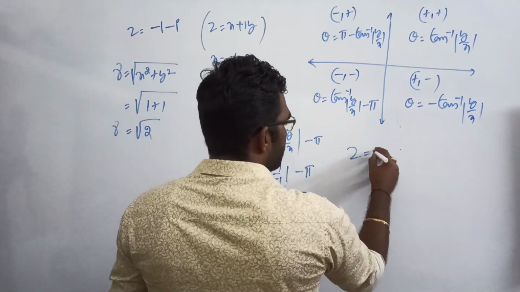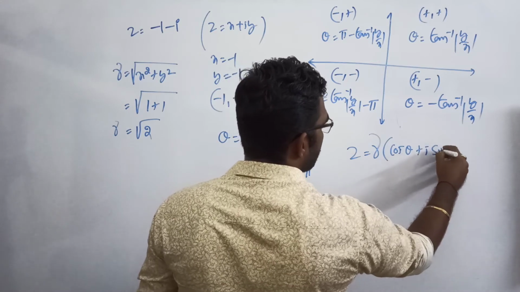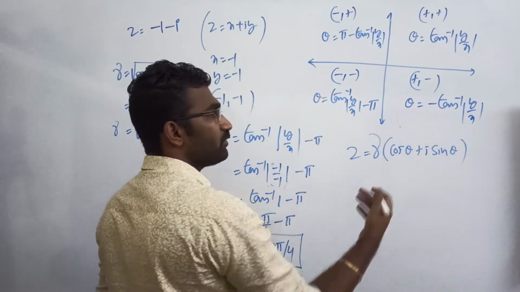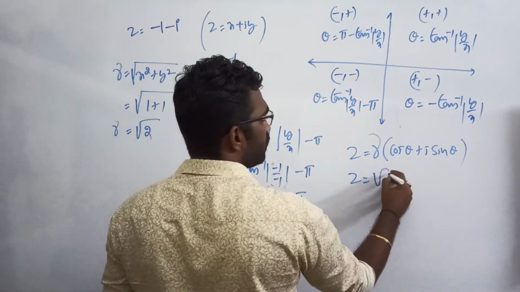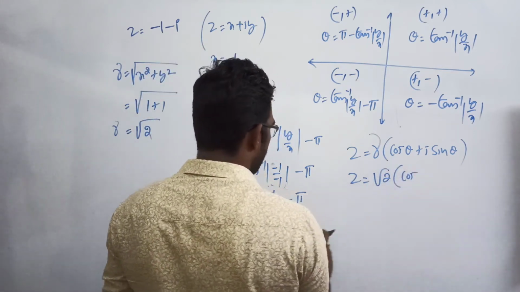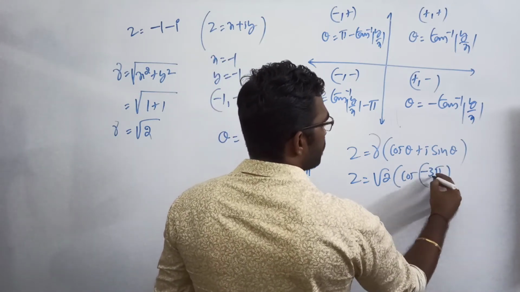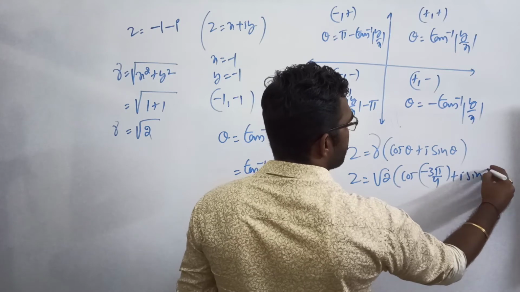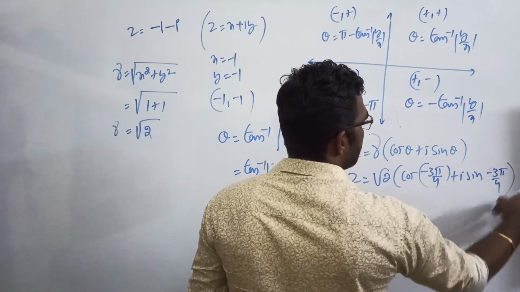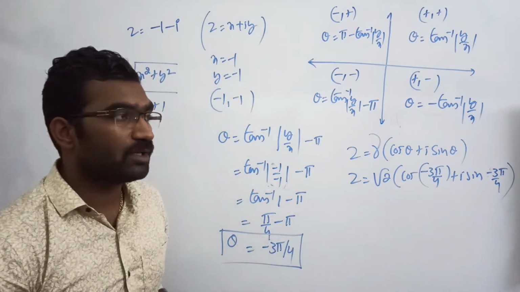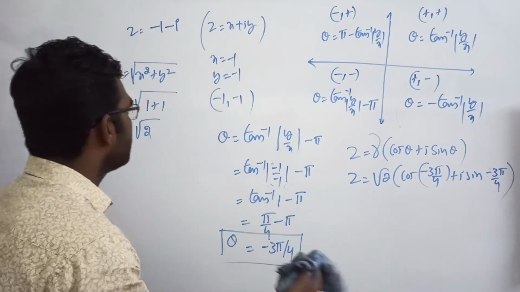You just have to substitute in the standard form of the polar form, cos theta plus i sin theta. This is called the standard form of the polar form. Therefore z is equal to, with r value root 2, cos of theta value minus 3 pi by 4 plus i sin of minus 3 pi by 4. So this is how we convert to polar form. Let us see the next question.